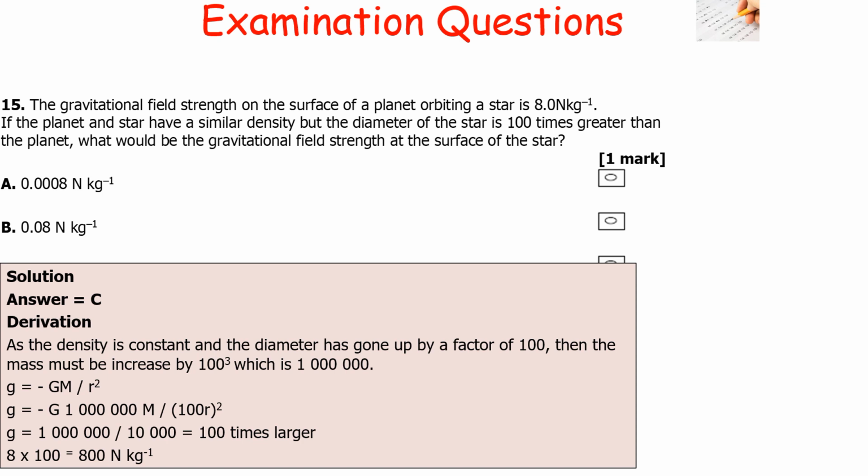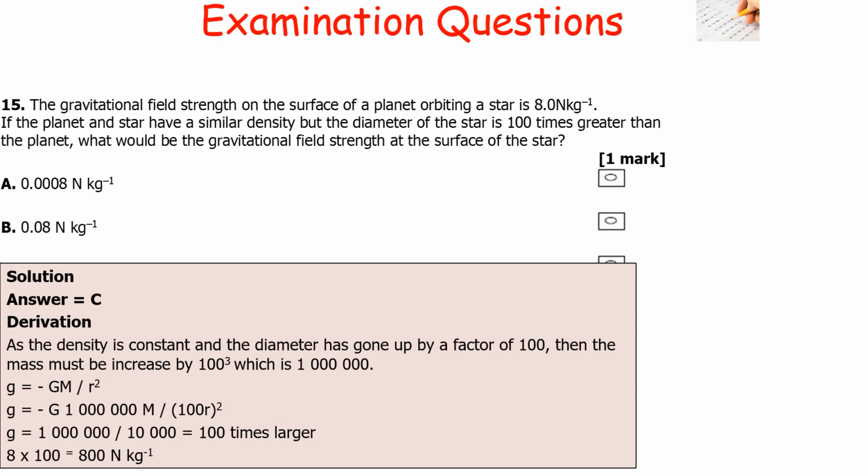So what we can therefore say is, gravitational field strength is equal to minus GM over r squared. Now next to the big M, our mass, we can add in 1,000,000 because it's increased by 1,000,000, and for our value of r, put 100 next to it because the radius and the diameter have gone up by 100 times. So therefore we can do 1,000,000 over 10,000, because we've done 100 squared there, because r is squared in the equation.